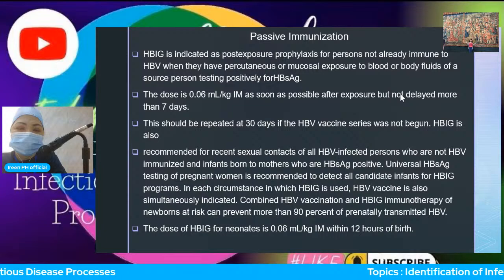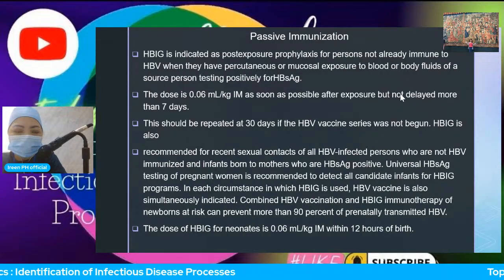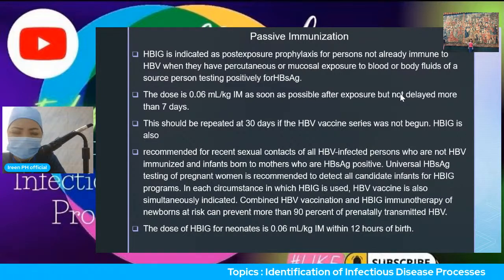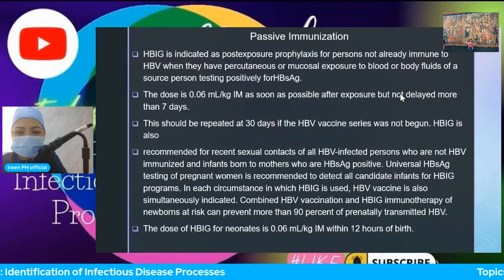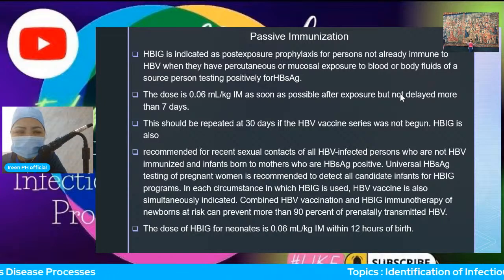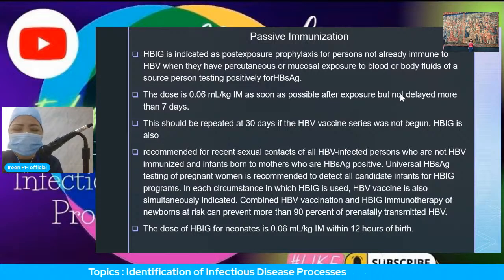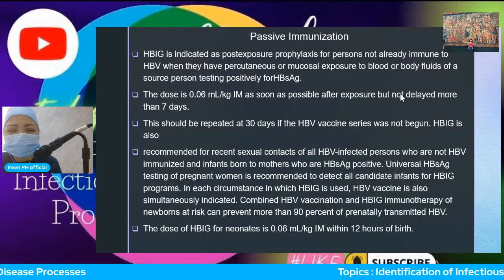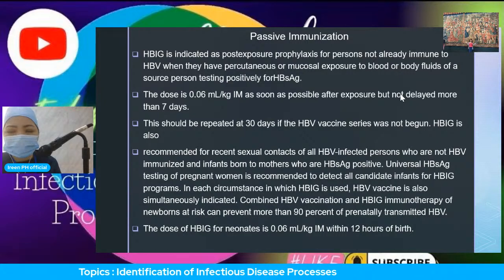Now, for passive immunization, the dose is 0.06 ml per kilogram IM as soon as possible after exposure, but not delayed more than 7 days. This should be repeated at 30 days if the Hep B vaccine series was not begun.